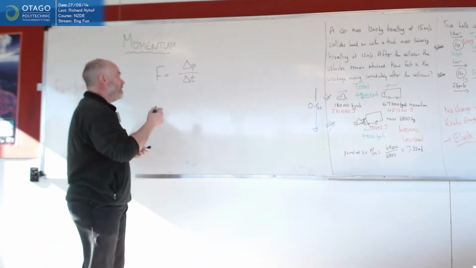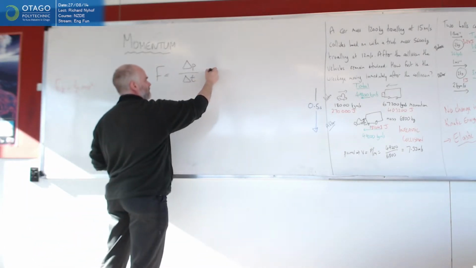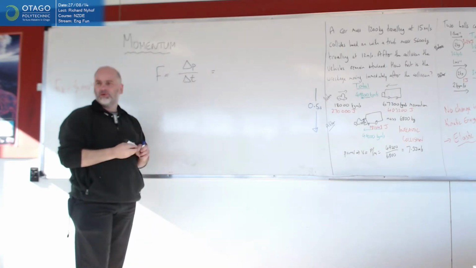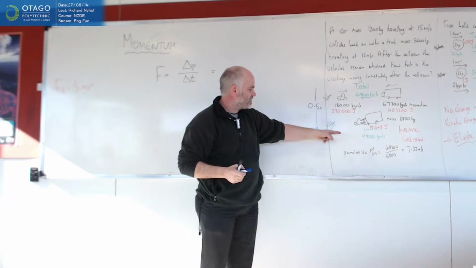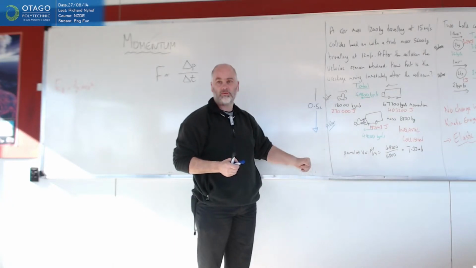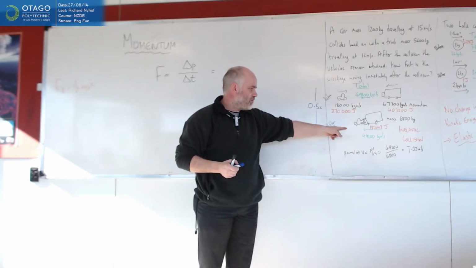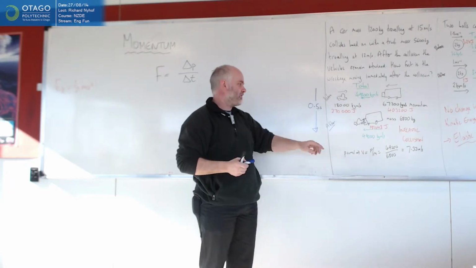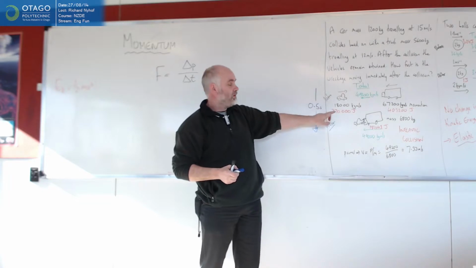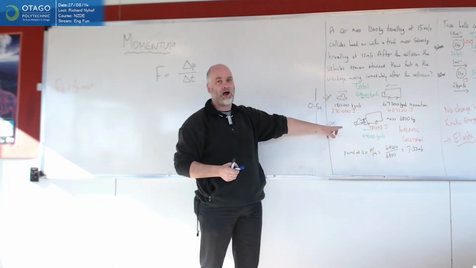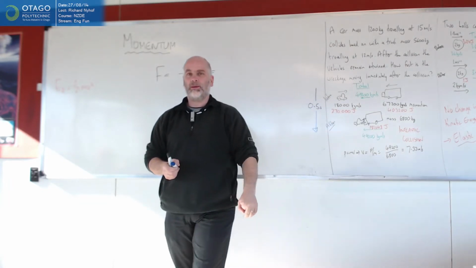Okay, so using this formula, it's change in momentum. So looking at the car here, how much did the car's momentum change by? We need to know the momentum of the car after the collision. We've got the momentum before the collision. What's the momentum of the car after the collision?